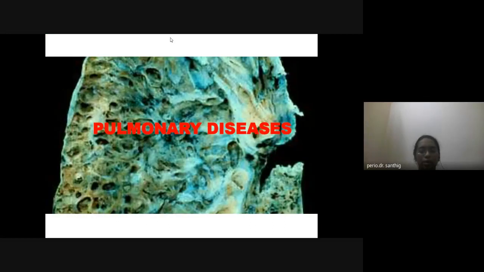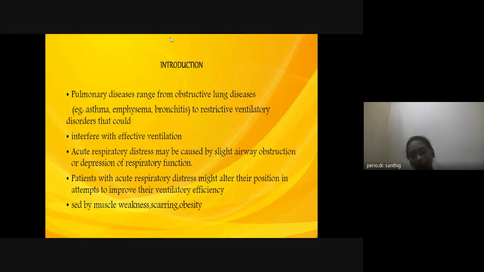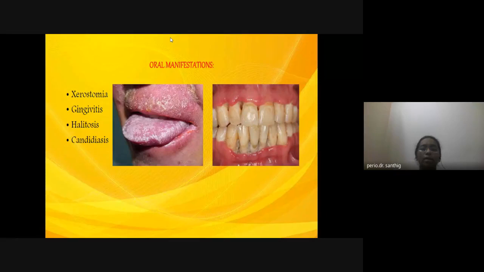Next is pulmonary diseases. In pulmonary diseases, from obstructive lung diseases like asthma, emphysema, bronchitis to restrictive ventilatory disorders that will interfere with effective ventilation, you have to identify them. Acute respiratory distress may be caused by slight airway obstruction or depression of respiratory functions. So patients with respiratory distress will have breathing problems, so we should be careful while doing procedures in these patients. They will have oral manifestations of xerostomia, gingivitis, halitosis, and candidiasis.